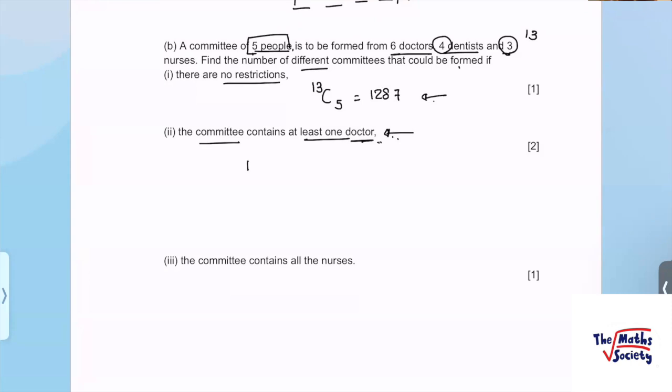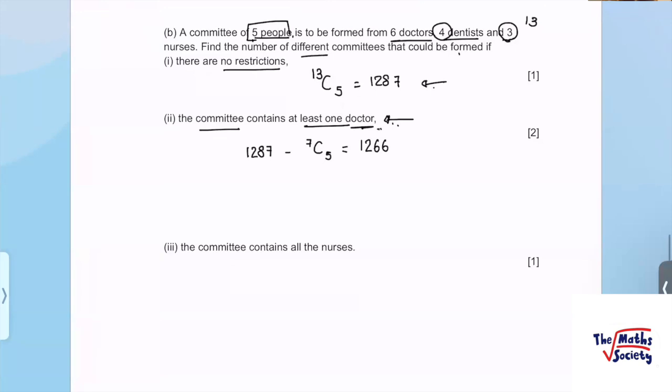So it's just going to be 1,287 minus 7C5, because we're not going to be choosing from any of the doctors. So that's equal to 1,266. And then the last condition is that it contains all the nurses. There are 3 nurses, and you have to contain all 3 of them, so it's going to be 3C3. And then from the 10 left, you can choose anything, but you can only choose 2 more because you only need 5 people. So it's going to be 10C2, which gives you 45.